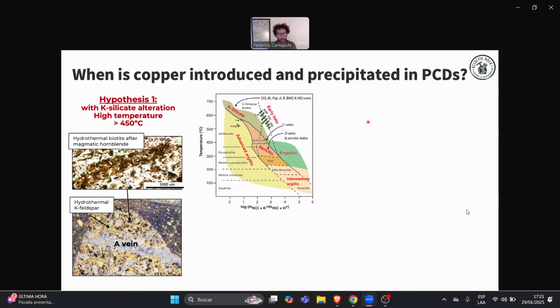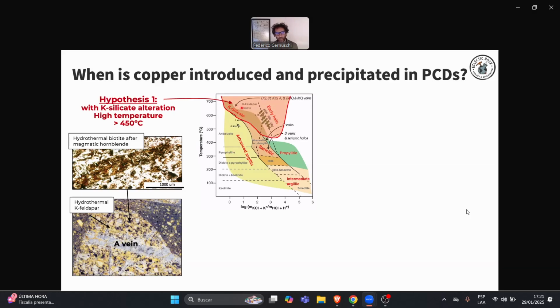The first one comes from more the field side of things, and is maybe the more traditional one. It comes from the observation of these typical porphyry veins called A veins that are very early in the paragenesis of porphyries, and they have a typical sugary or aplitic texture in the quartz. They have disseminated sulfide in the veins and also in the intermediate wall rock, and that's associated with hydrothermal K-feldspar and hydrothermal biotite. And if you look at a phase diagram like this one, that's an assemblage from which we can infer relatively high temperature.